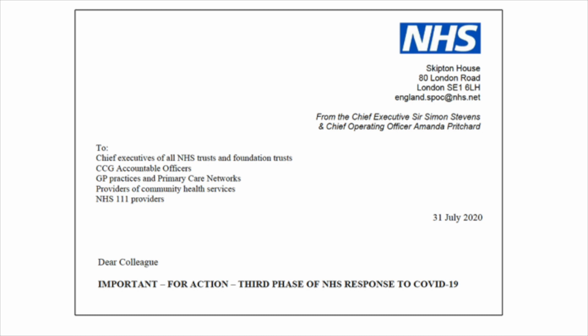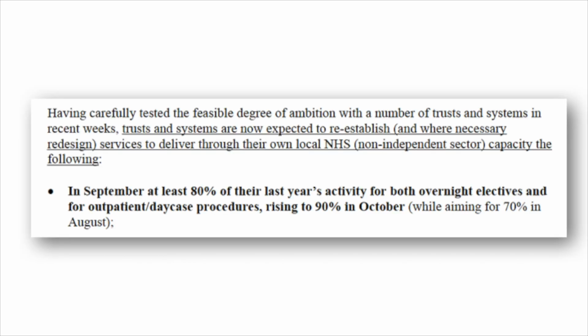Back on Friday, the head of the NHS, Simon Stevens, wrote this letter to all the people who run the trusts and hospitals within the UK. Look at this. "Having carefully tested the feasible degree of ambition with a number of trusts, we're now expected to re-establish services to deliver in the NHS, in September, at least 80% of last year's activity for overnight electives and for outpatient day cases, rising to 90% in October." That's compared with last year. You've got to be at almost 100% in 2 months' time.